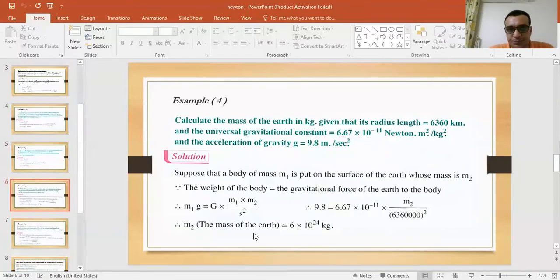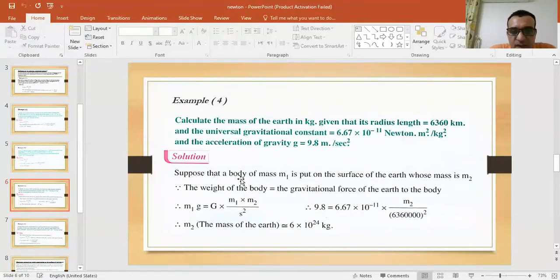Example 4. Calculate the mass of the Earth in kilogram, given that its radius length equals 6,360 kilometers, and the universal gravitational constant equals 6.67 times 10 power negative 11 Newton square meter per square kilogram, and the acceleration of gravity g equals 9.8 meter per second squared.